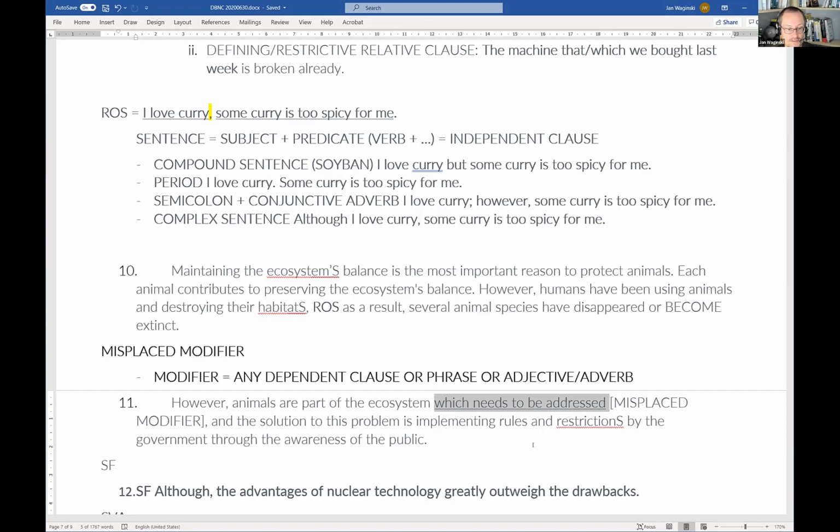Okay, we can't fix it because we don't have the rest of the context, so we don't know how to fix it. But that modifier can't be there. See how it's causing confusion? Can we put this after the word problem in the second line? And the solution to this problem, which needs to be addressed, is implementing rules and restrictions, between two commas. Yeah, that would work.